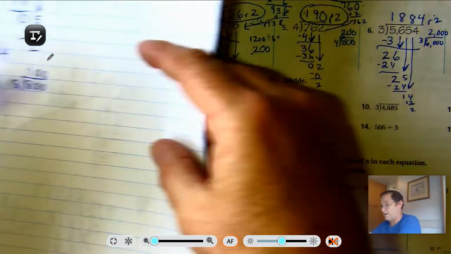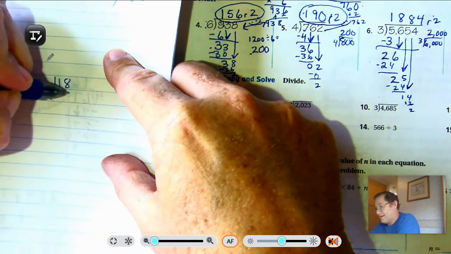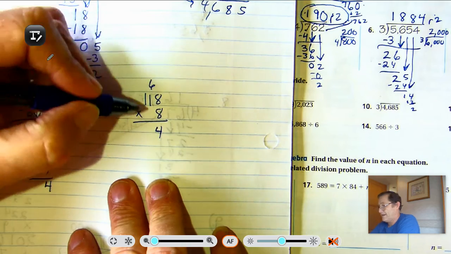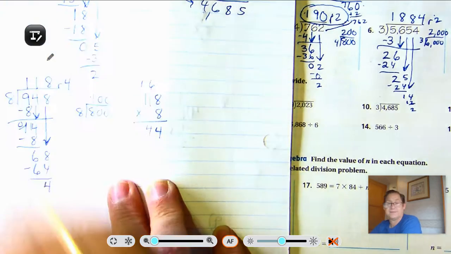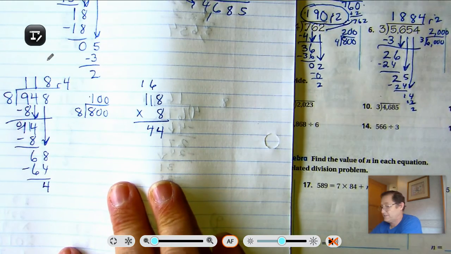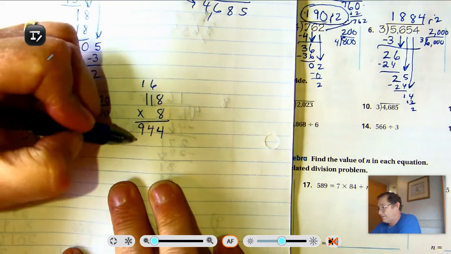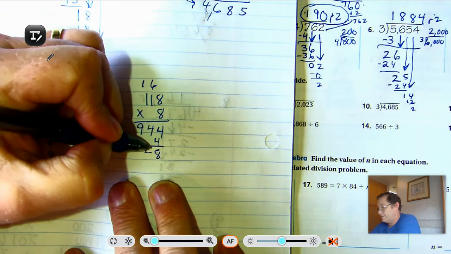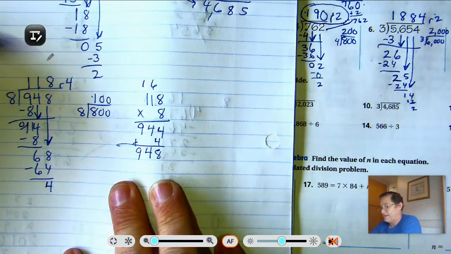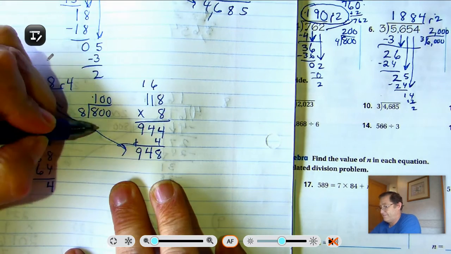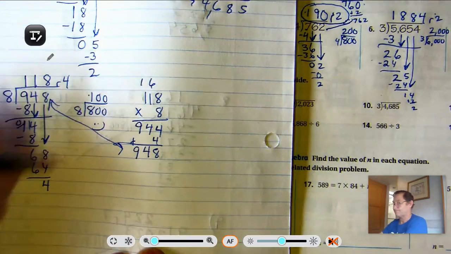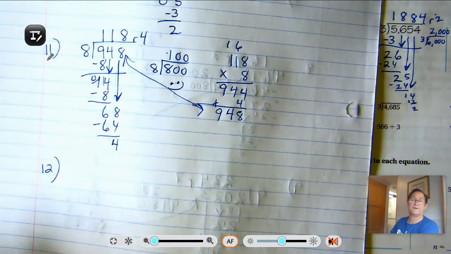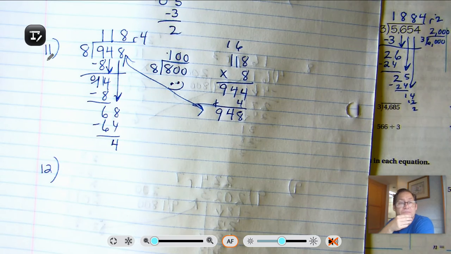Check your answer. 118 times 8, and then add the 4. That's the remainder. 8 times 8 is 64. 8 times 1 is 8, plus 6 more is 14. 8 times 100 is 800, plus the regrouped 100, 944. Plus the remainder of 4. 4 and 4 is 8. 4 and 0 is 4. 9 and 0 is 9. 948. That matches the dividend. So 118, remainder 4 is our answer for number 11.